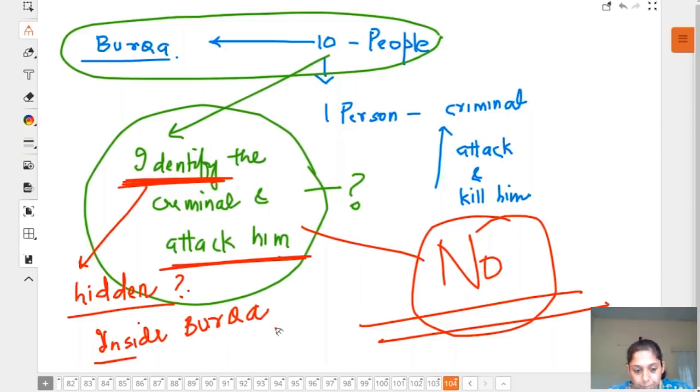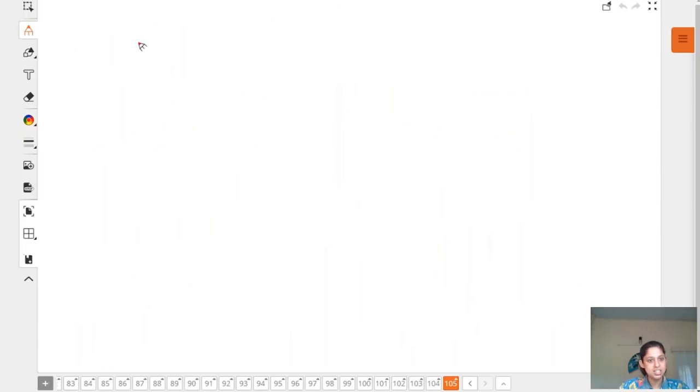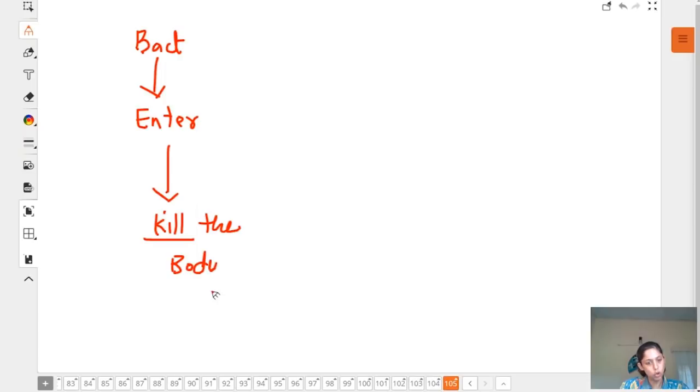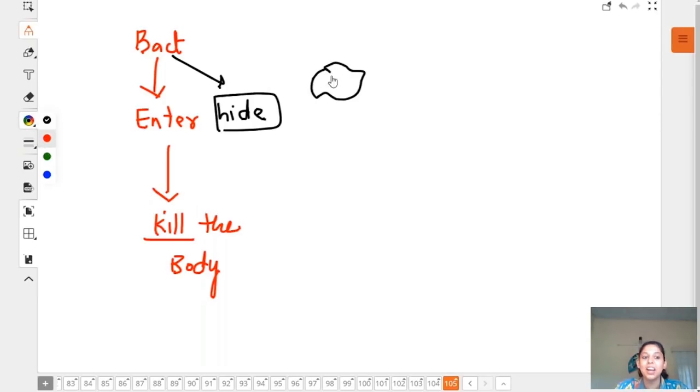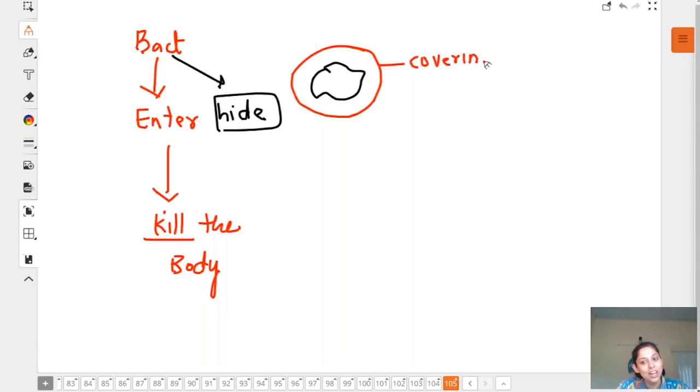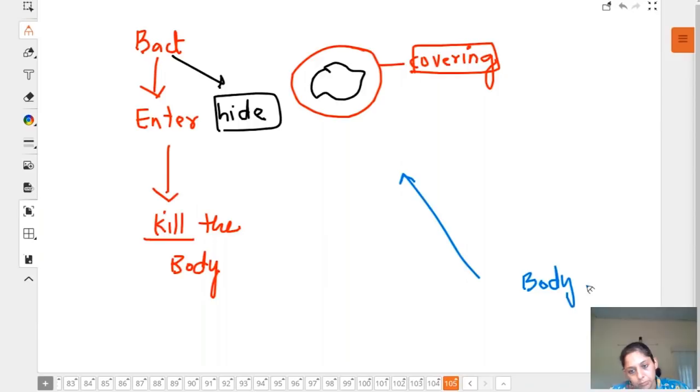Now listen to me. There is this bacteria which wants to enter your body, and upon entering the body, it wants to kill the body. So to do it, this bacteria has to hide. How will this bacteria hide? This bacteria will have a covering outside, just like a burqa. So when this bacteria covers itself, you tell me one simple thing. When it is under the covering, can the body see the bacteria?